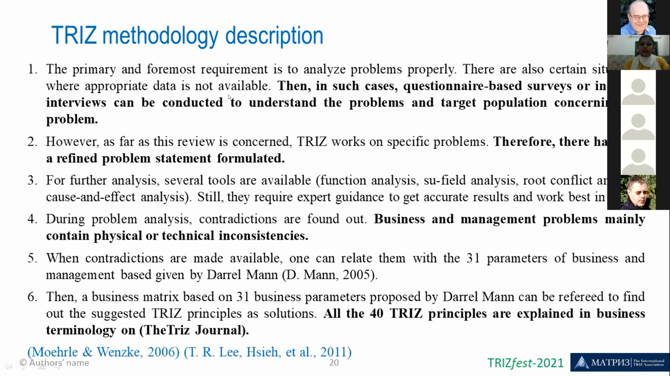And during problem analysis, contradictions are found. Business and management problems mainly contain physical and technical inconsistencies. When contradictions are made available, one can relate them to the 31 business and management parameters given by Darrell Mann. Then a business matrix based on the 31 business parameters proposed by Mann can be referred to in order to find the suggested TRIZ principles as solutions. All the 40 TRIZ principles are explained in business terminology on the TRIZ Journal.